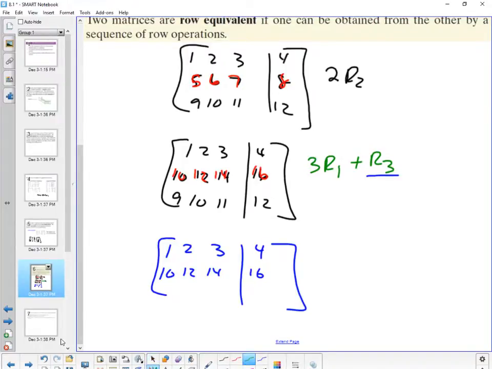I'll use the green. So what's 3 times 1? 3. 3 times 2 is 6. 3 times 3 is 9. 3 times 4 is 12. Let's add these up. So my next row is now 12, 16, 20, and 24. Double check my work. Yeah. That's rule 3. That's rule 3.